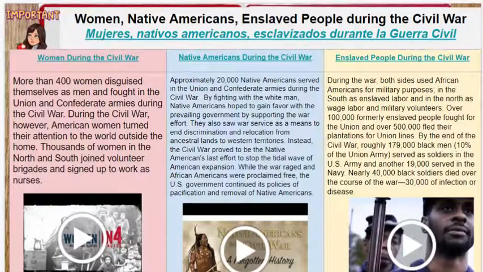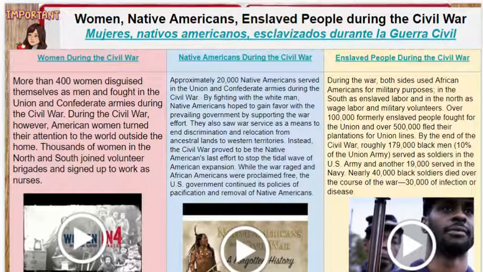And then we did this tree map in class together based off of the 3 different perspectives: women, Native Americans, and enslaved people during the Civil War. We mentioned how more than 1,000 women would disguise themselves as men to go and fight in the Confederate and Union armies. During the Civil War, American women would take up the roles that the men had previously occupied on the home front, so running the farm, running the business, but they would also pick up in voluntary brigades. They would be laundresses, they would be nurses out in the field, right alongside the battlefields, doing a lot of really important work at this time, not just sitting idly by.